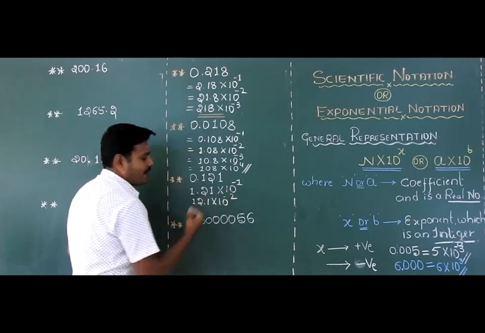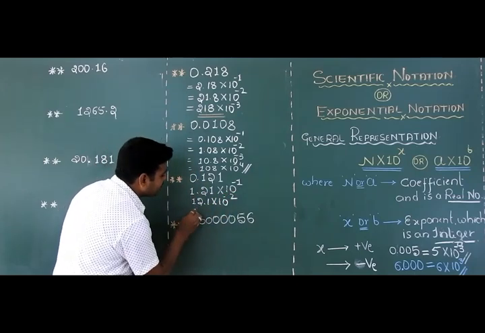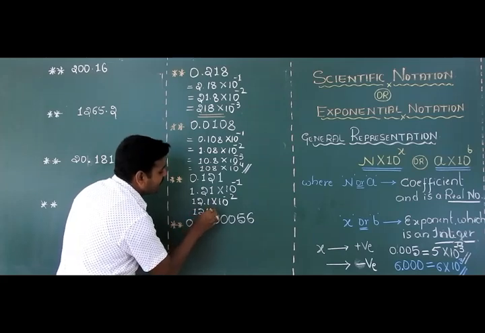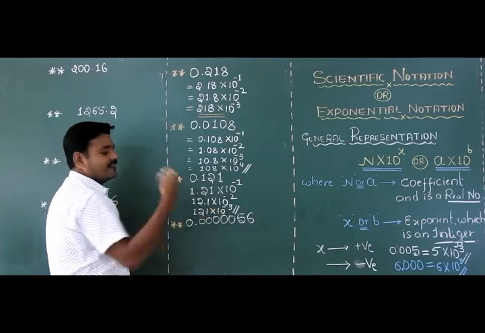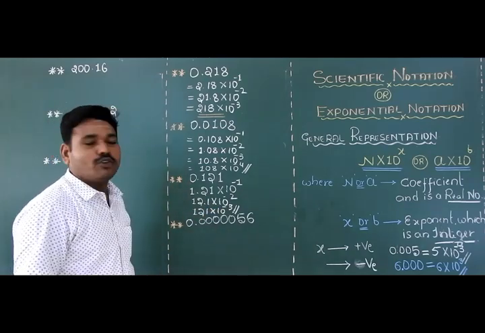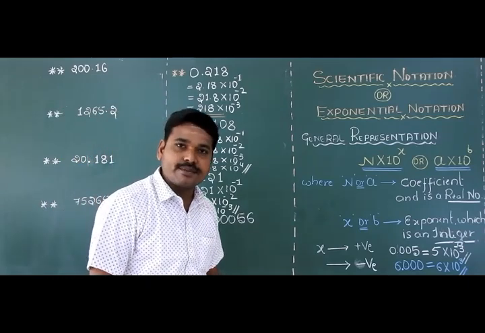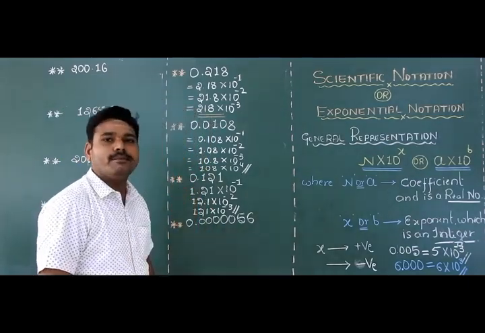Into 10 to the power of minus 2. If I shift the decimal point after 3 digits, you will get the scientific notation 121 into 10 to the power of minus 3. These are the possible scientific notations for the number 0.121, students. Is it clear? Is there any doubt in this third example?